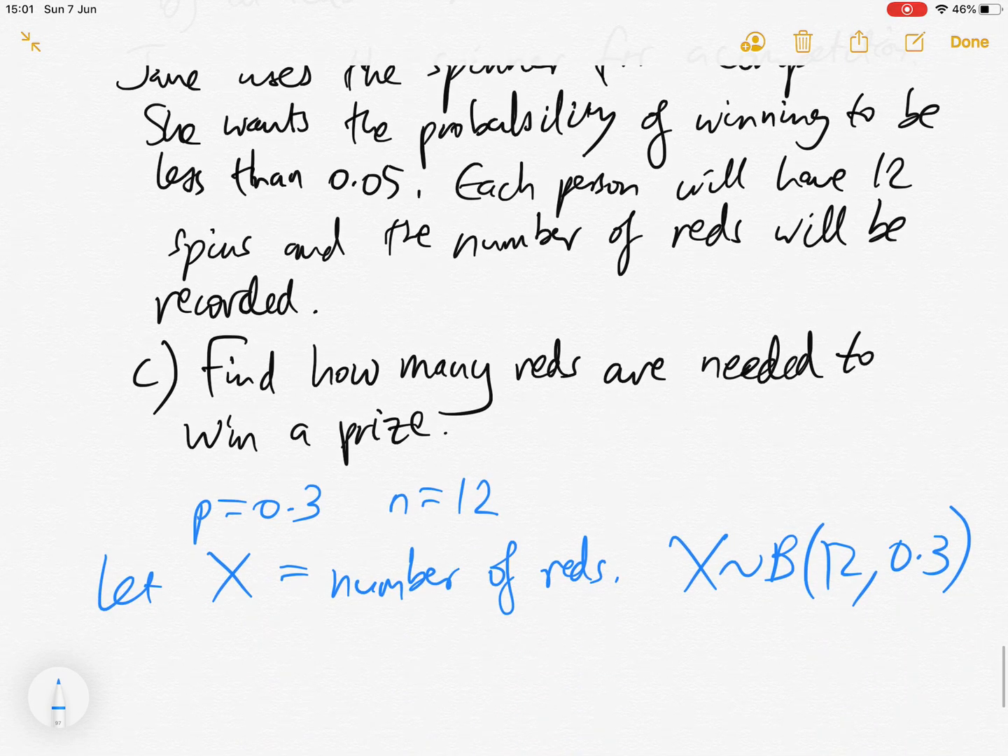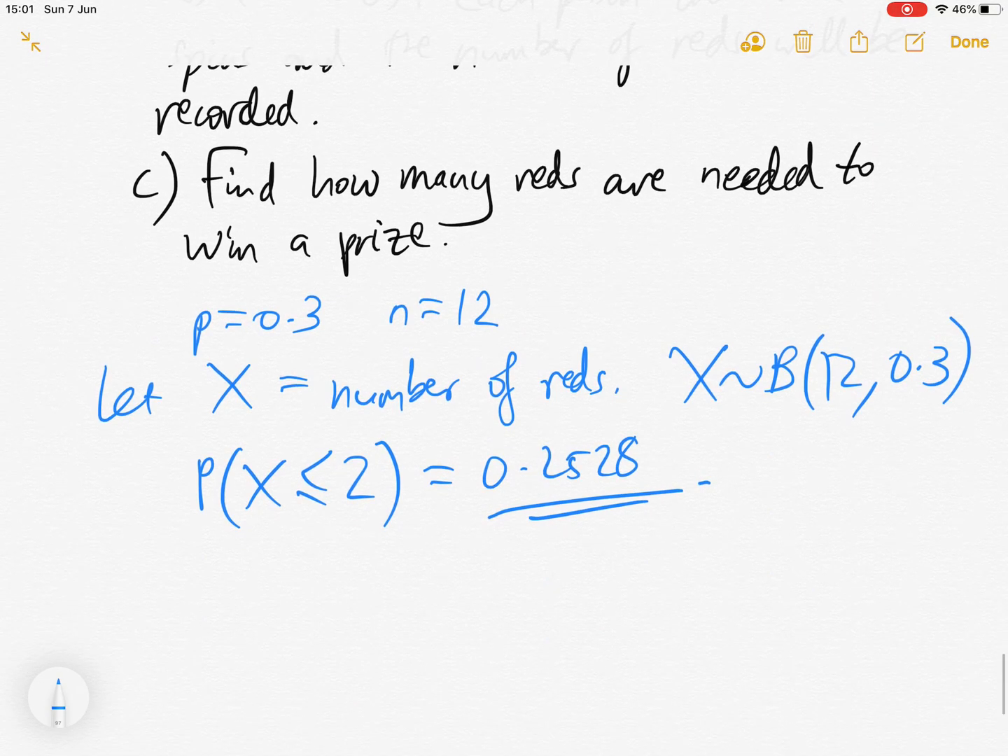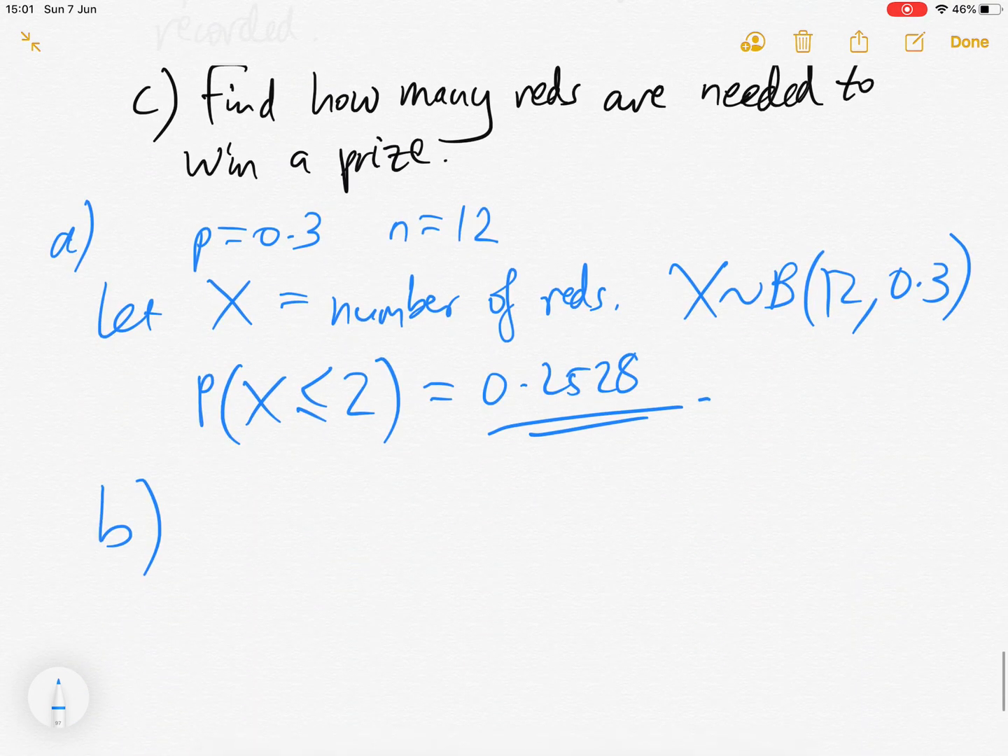So the probability of no more than 2 reds, well, no more than 2 is the same as at most 2. So we can either use the table or use your calculator to directly calculate the probability that X is less or equal than 2. So in this case, we're going to get 0.2528.